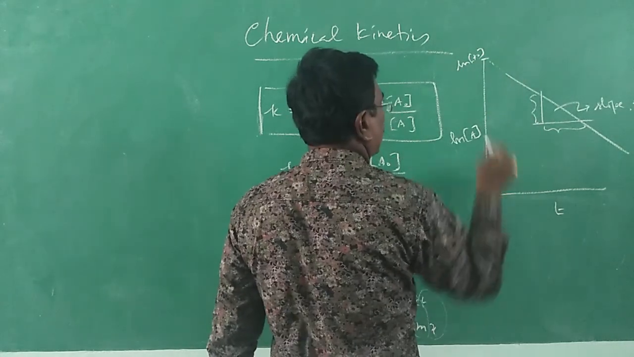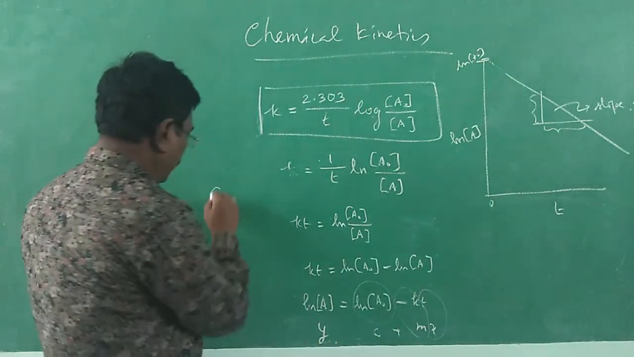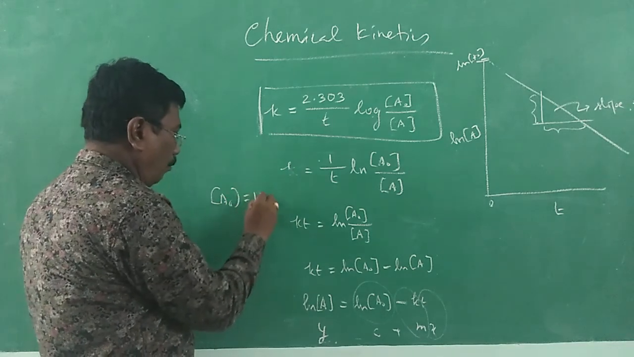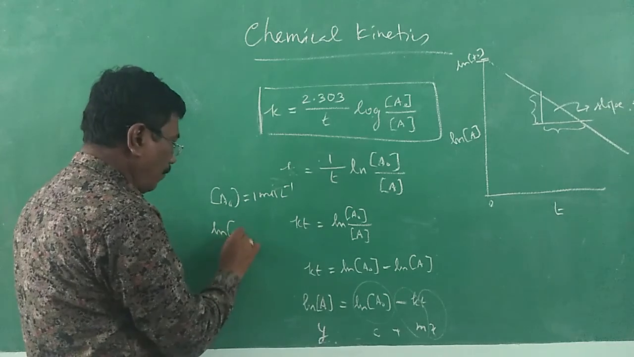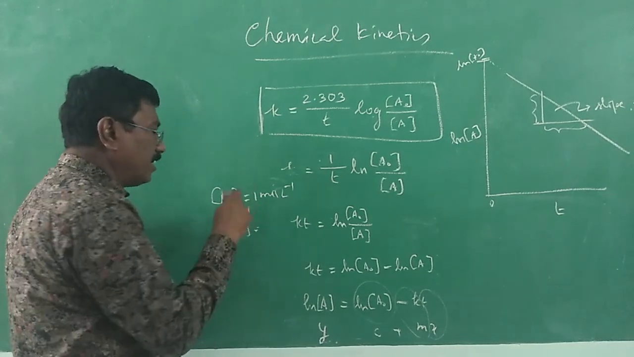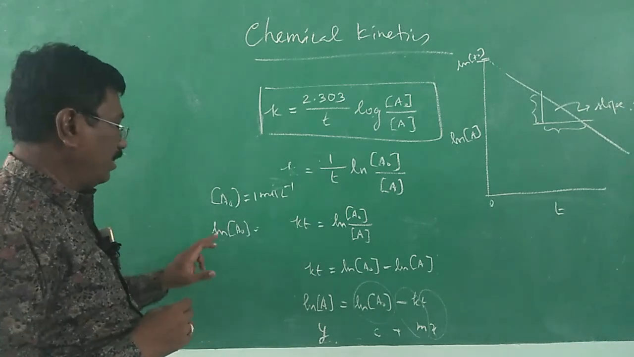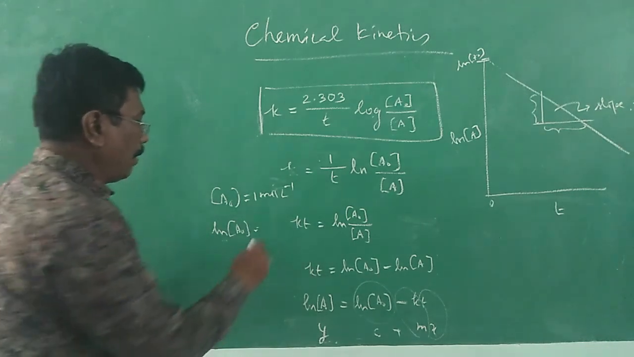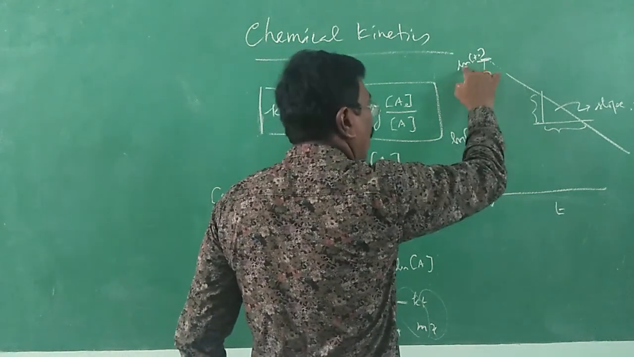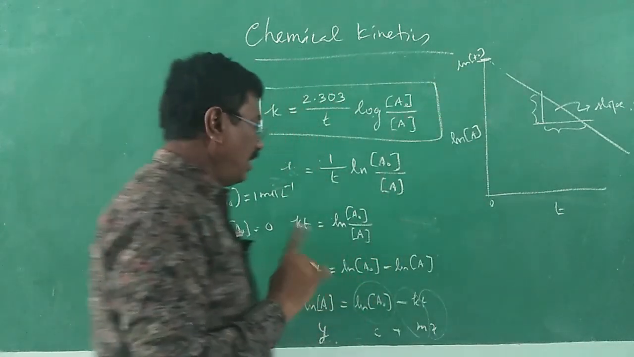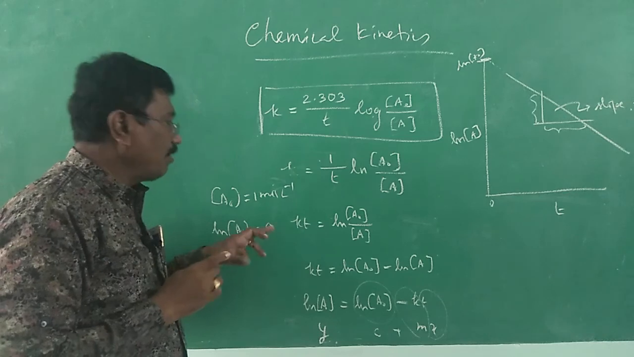So the initial concentration may be, say, 1 mole per liter. If we take an initial concentration of 1 mole per liter, then what will be the ln A0 value? The log of 1, whether it is natural logarithm or logarithm to the base 10, will be 0. So we will be getting a 0 value for log A. It's not that the concentration is 0. If the concentration is considered as 1, the logarithmic value will be 0.